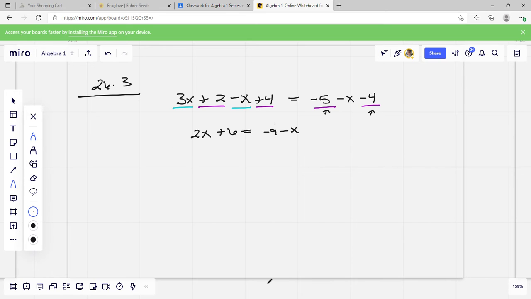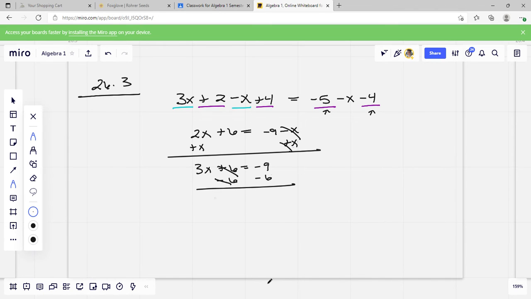Now I've got to move my x to the other side, so I'm going to do plus x. I have to get both my x's on the same side of the equation, so that makes 3x plus 6 equals negative 9. Now I'm trying to get x by itself, so I have to get rid of this plus 6. I'm going to do minus 6, and I get 3x equals negative 15. My last step is to divide by 3. x equals negative 5.